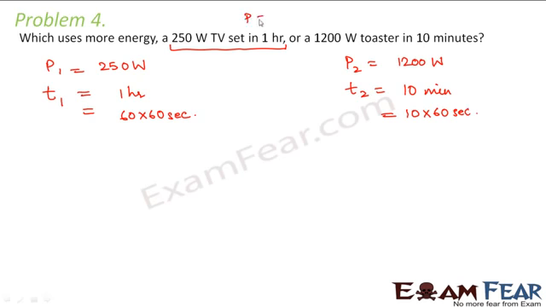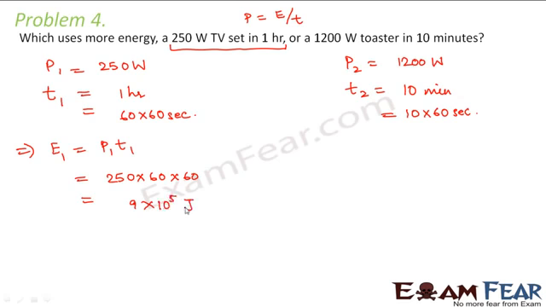Now we all know that power is nothing but work done per unit time. That means energy per unit time. Therefore, we can say that energy is equal to power into time taken. So, E1 is 250 into 60 into 60. This comes out to be 9 into 10 to the power 5 joules. Again, in this, energy will be equal to power into time taken. That is equal to 1200 into 10 into 60. So, this comes out to be 7.2 into 10 to the power 5 joules.